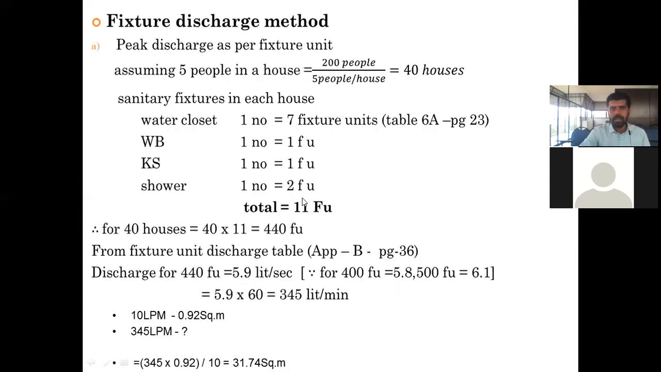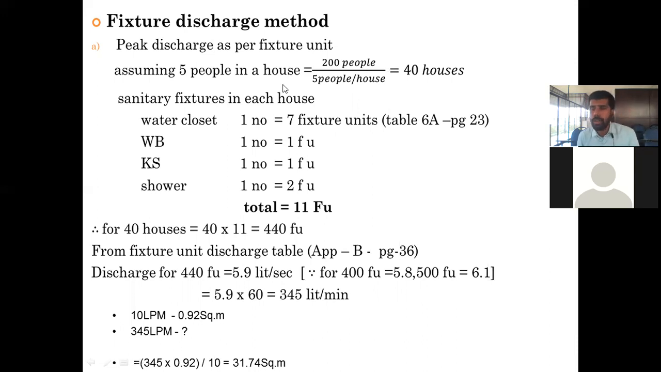Okay. So now the second method, first one was the water supply method, next one is the fixture discharge method. So you need to know the fixture units in this case. So the peak discharge as per fixture unit, assuming 5 people in a house. Sorry, in the question it is given it is 200 people. Correct, 200 people.